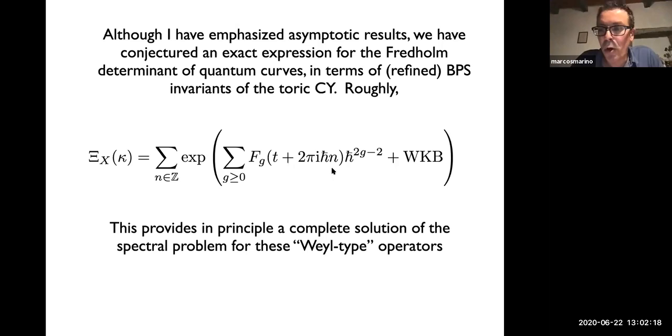And as I said, I don't have a deep understanding of this. In any case, this seems to be the actual exact answer for this spectral determinant. So if you take h bar going to infinity, the WKB part will decouple, and you recover the standard topological string. If you take the standard h bar going to zero limit, the topological string decouples, and you get the Nekrasov-Shatashvili story. So this is how this seems to work.